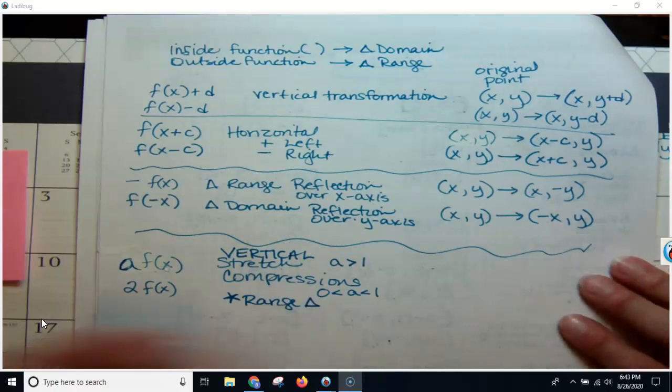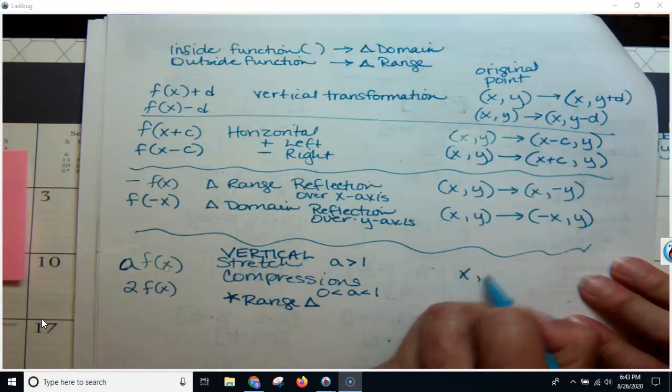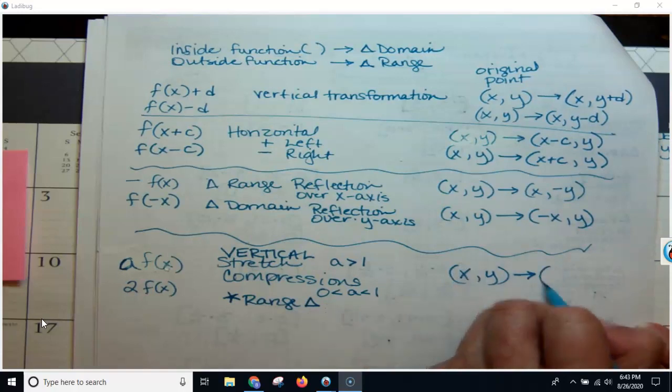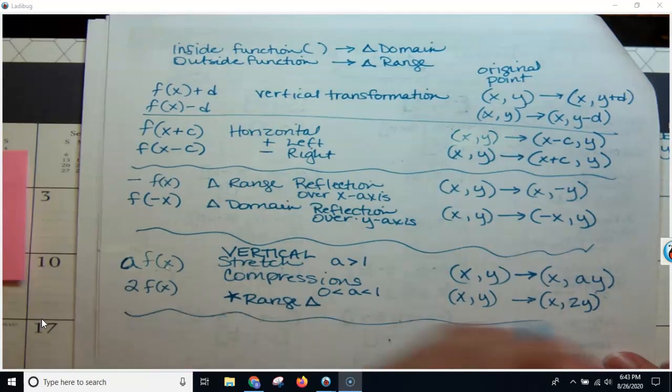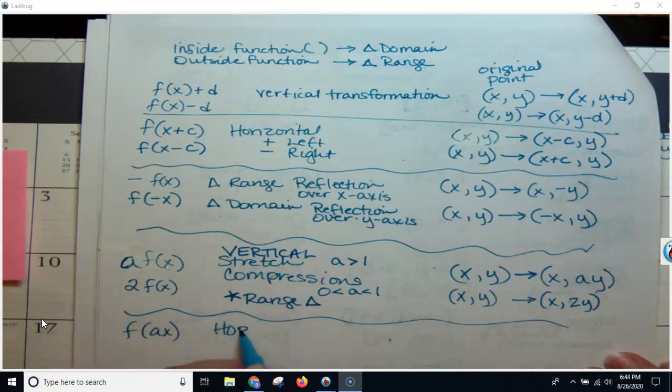Okay. So, given a vertical stretch, we are going to see x, y, and how that changes is you multiply. So, x, and then you just multiply y by whatever that is. So, in this situation, x, y would become x, 2y.